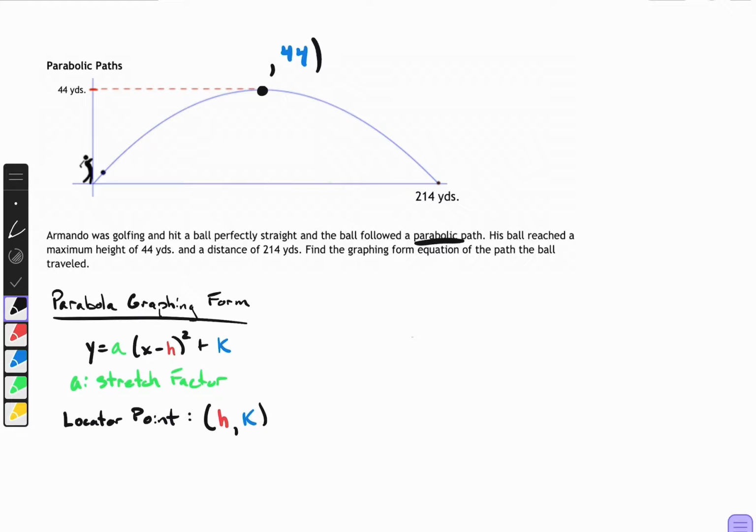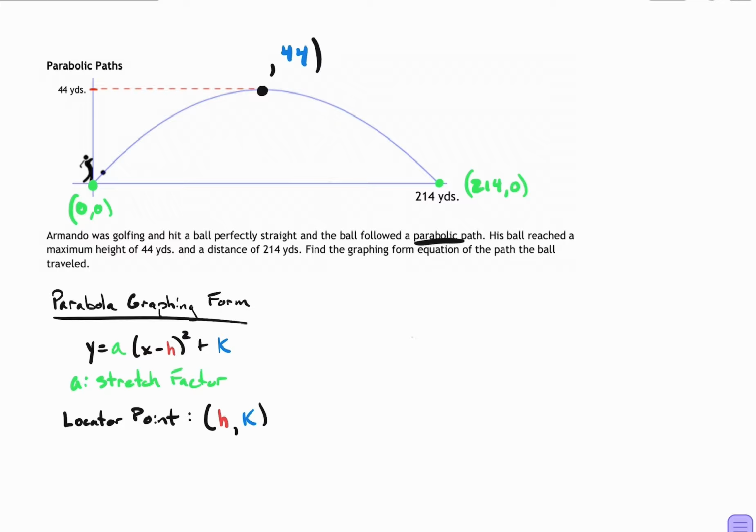Also, we have these other two important pieces of information. This is our starting point, which is going to be 0, 0, and this point over here is 214, 0. This problem already has a graph given to you, but in every one of these word problem type examples, you're going to start your parabola, whether it goes up or down, at the coordinate point 0, 0. These two points are opposite of each other, and we're going to call those points working points. That will allow us to find our A value in a second.